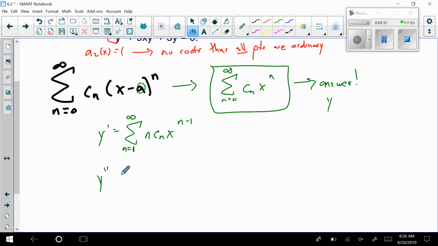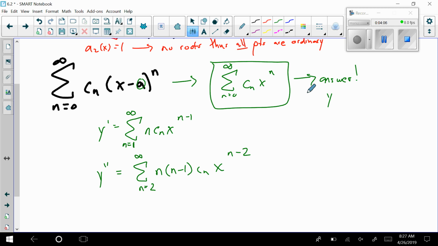Let's do the double prime version. That's n equals, okay, we'll leave it blank for a second here. I drop this one down, so it's n times n minus 1 now, c sub n, x to the n minus another 1 would make a minus 2. Again, same type of thing here. This can't be a negative, so I'm going to have to start this at 2. Okay, that's a huge part.